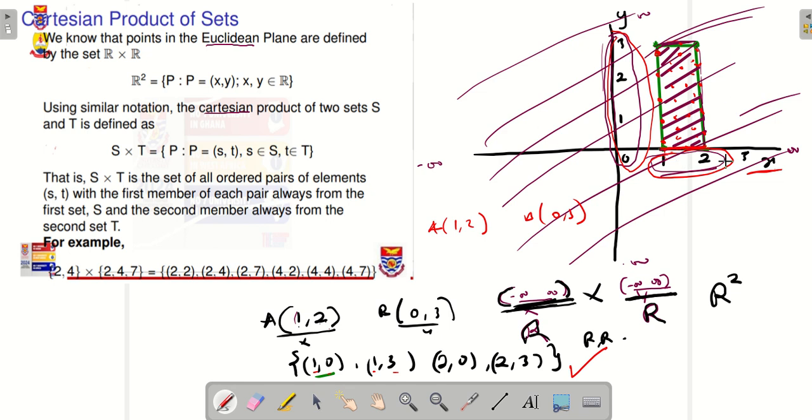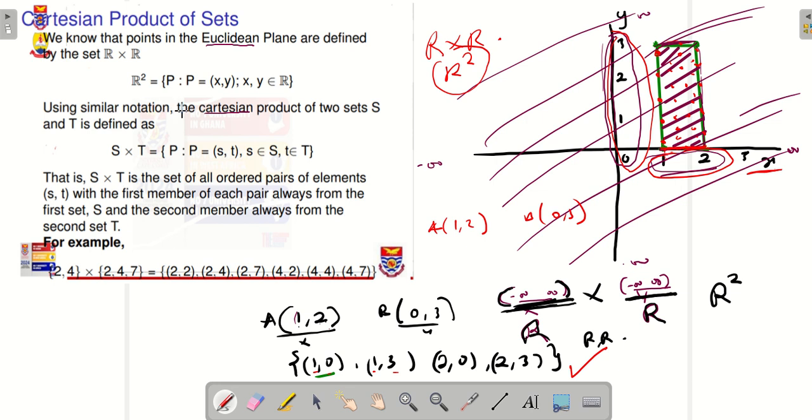So when you pick any real number on the x-axis and pair it with a real number on the y-axis, then you are going to get R cross R, and that is the same as R squared. So let's take note of that.